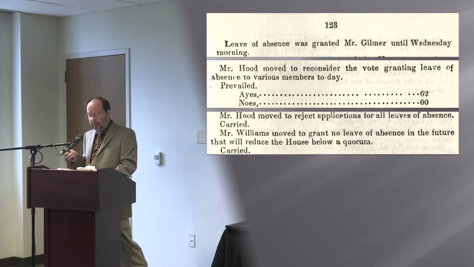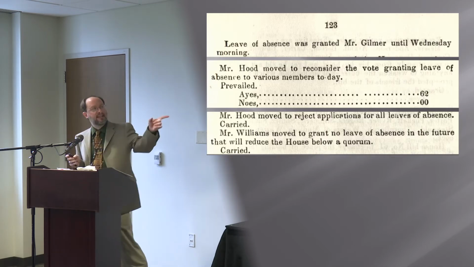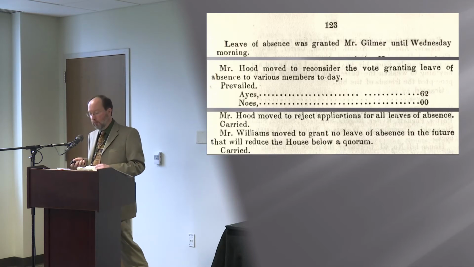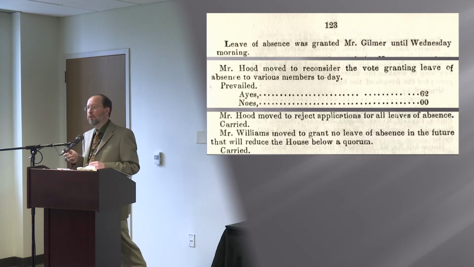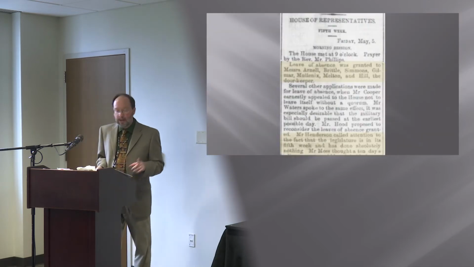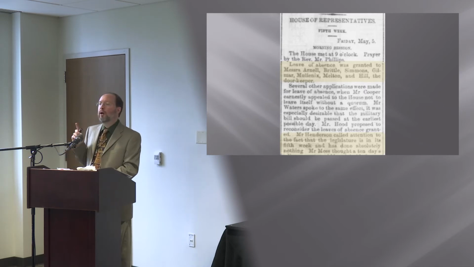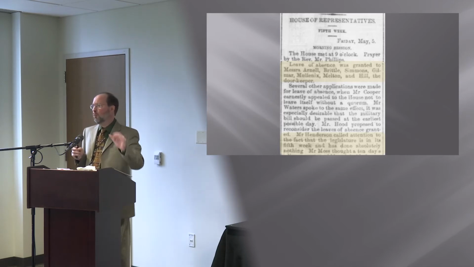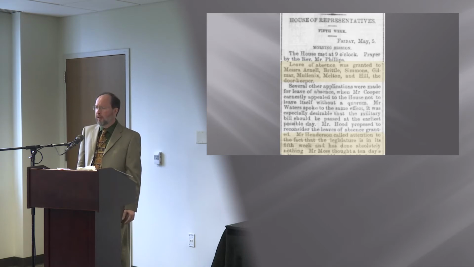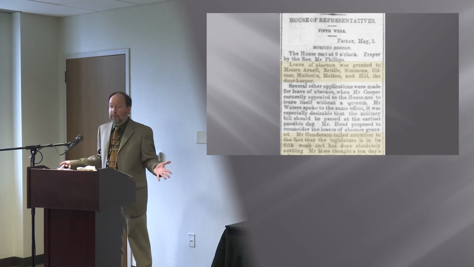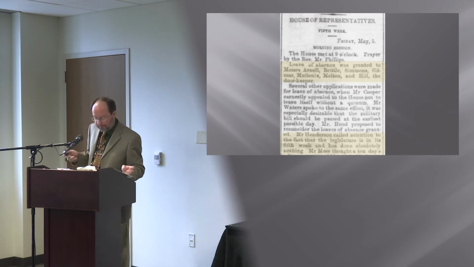Representative Pleasant Williams then moved to grant no leave of absence that will reduce the House below its quorum. 62 members voting, just 6 members over that quorum. The Nashville Daily Union on May 6, 1865, reported on the number of members being granted leave and then reported that Representative Henderson had said that the legislature was in its 5th week of session and had done absolutely nothing, not counting the ratification of the 13th Amendment, of course.